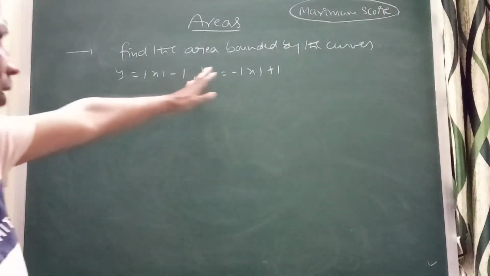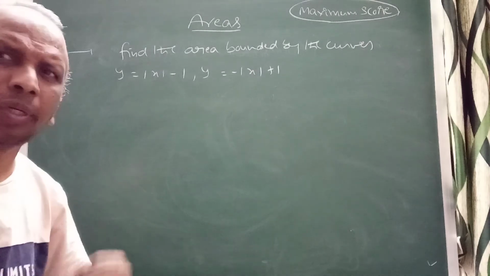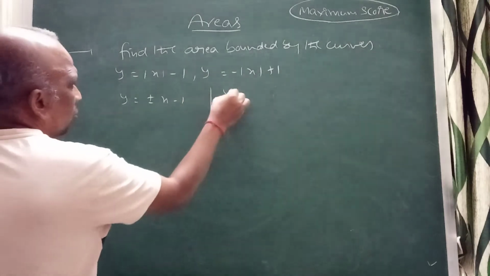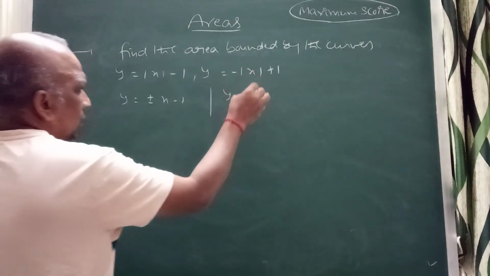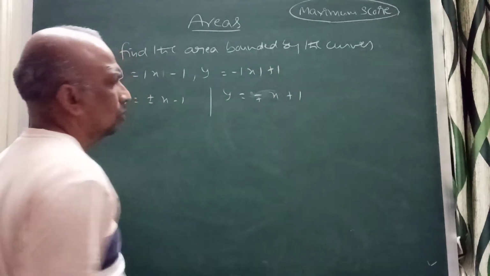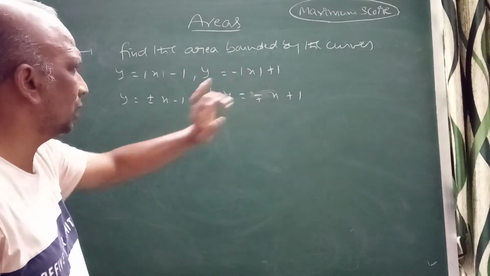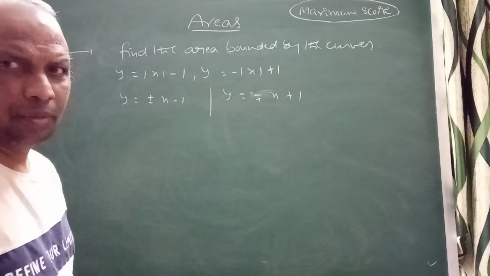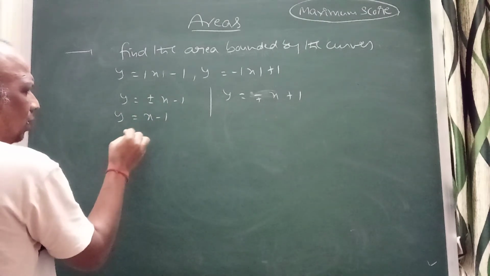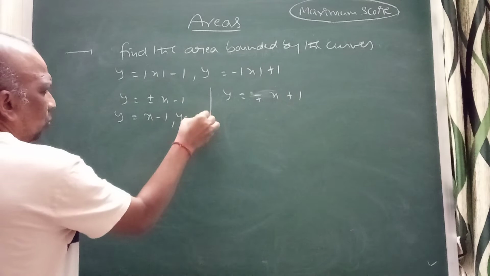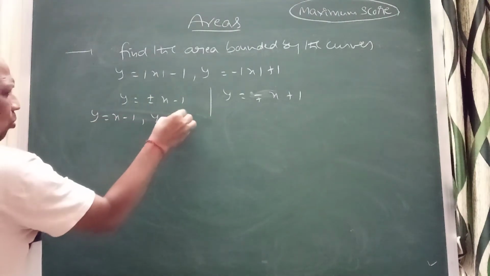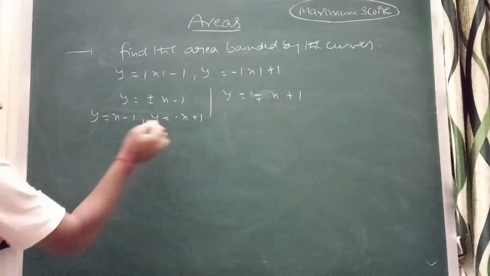So they are given like this. Find the area bounded by the curves. Just observe here. This is mod y equal to plus or minus x minus 1, so mod y is equal to plus or minus x plus 1 as well. You get y is equal to x minus 1 and another one y is equal to minus x plus 1. You write both the equations: y is equal to x minus 1 and y is equal to minus x plus 1. So you will get the equations here.